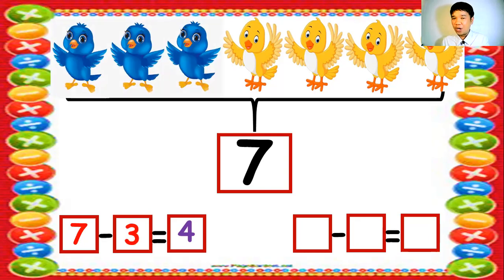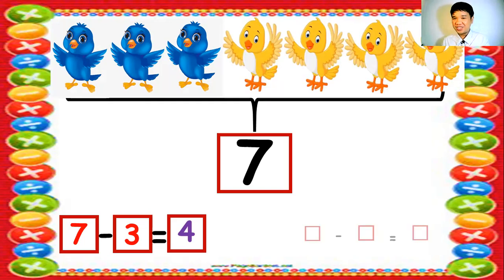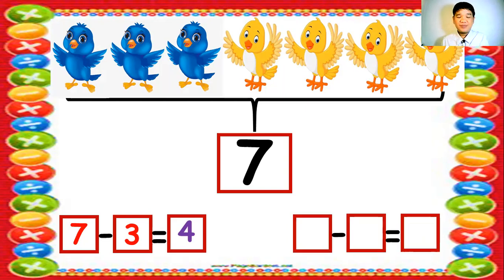3 is our subtrahend. So what is our difference? 7 minus 3 is equal to 4 yellow birds. Very good. 7 is our minuend, 3 is our subtrahend, and 4 is our difference, or our final answer.